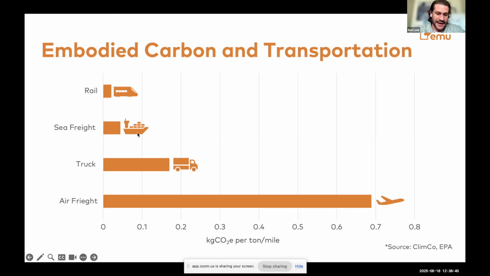So it might be worth importing a high performance triple pane window from Europe if we're only bringing it to the Eastern seaboard and we don't need to truck it a big distance. If we do need to move continental distances, the best way we can do this is via rail.